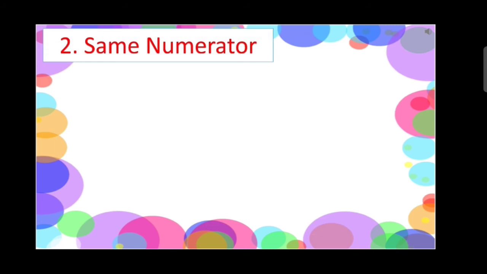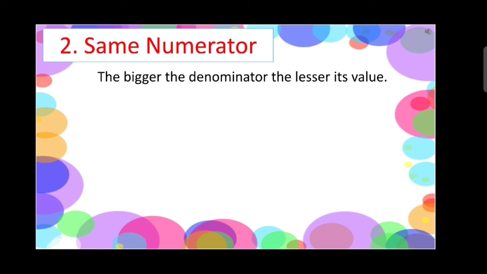Ayan. Number 2, same numerator. In same numerator, the bigger the denominator, the lesser its value. Di ba kanina, same denominator. Ngayon naman po, same numerator. Ibig sabihin, same sila ng numerator pero magkaiba ng denominator. So, kung gano'n naman po, kapag nakita nyo yung denominator ay malaki, maliit po yung value nun. Okay po, sige, for example po.